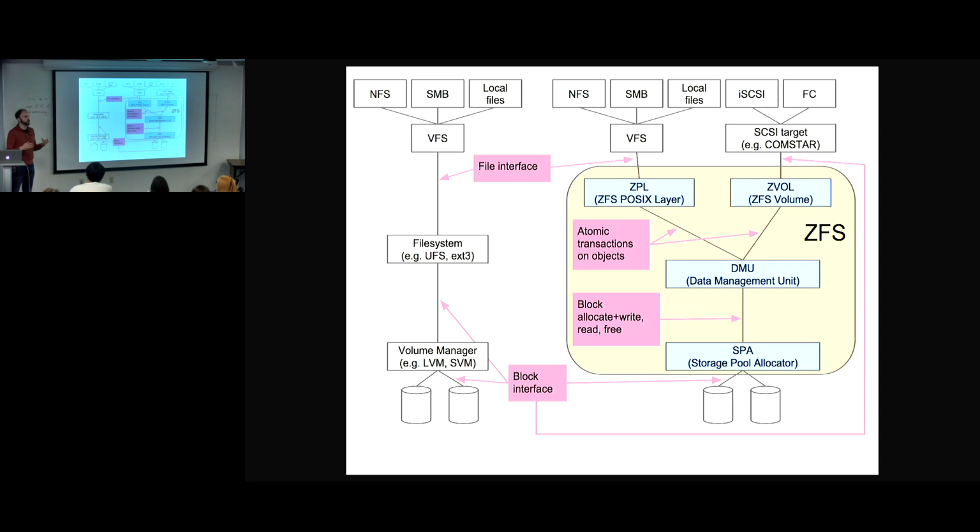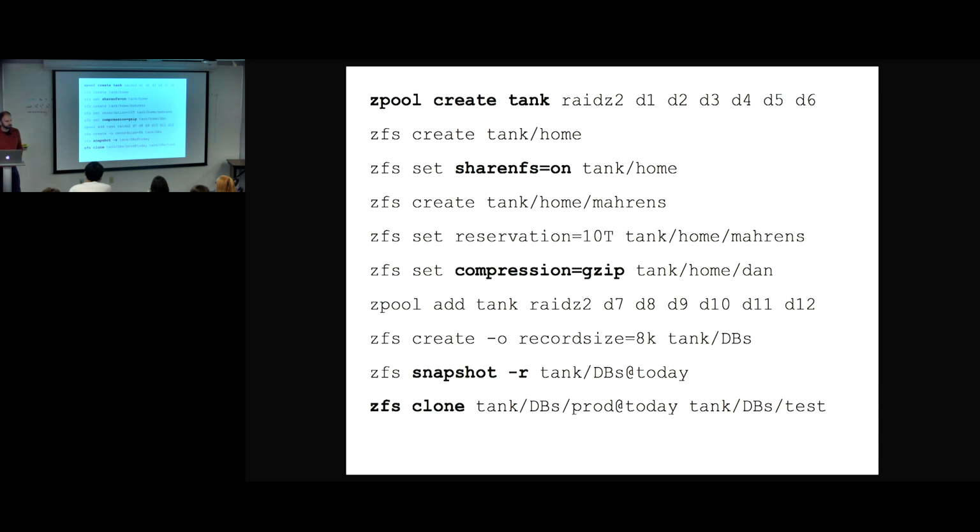So that's done on a very fine-grained basis. Just each individual block of a file is allocated and freed back to the pool as needed. And because of that, the file system becomes the administrative control point. So the main idea here is that you can set properties on file systems, and those properties are inherited down to children file systems.